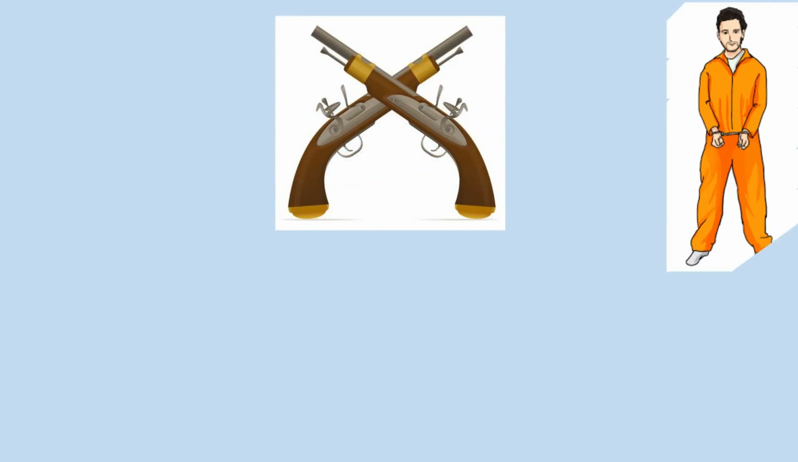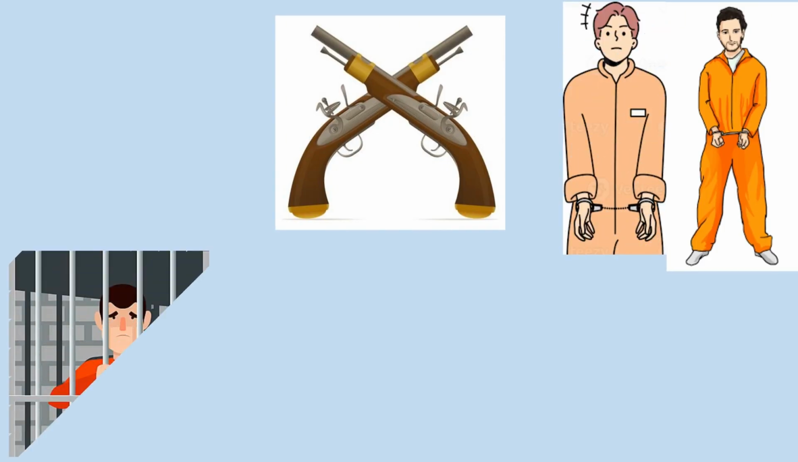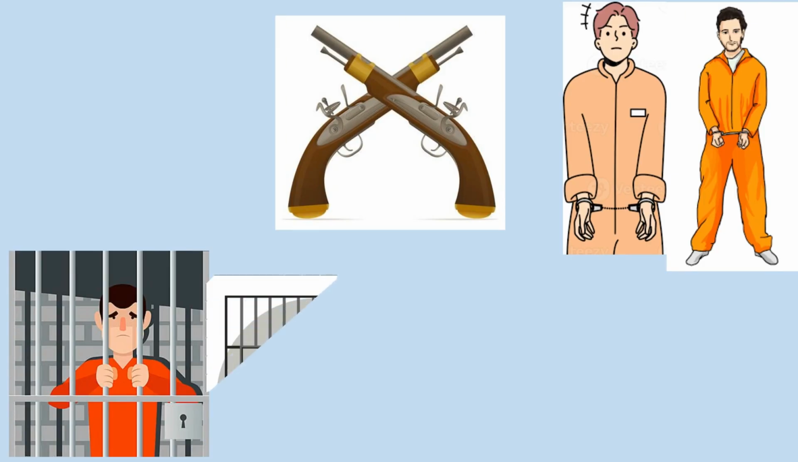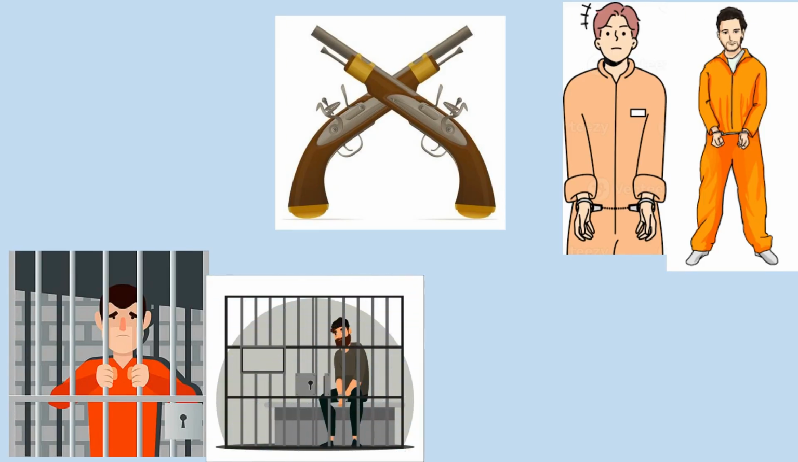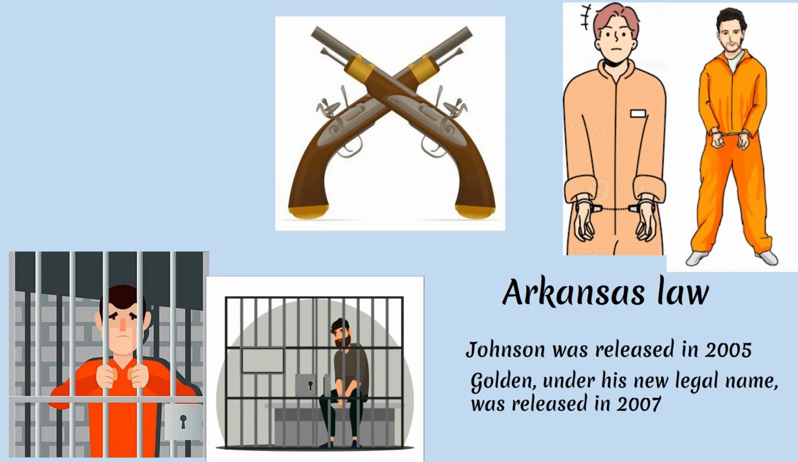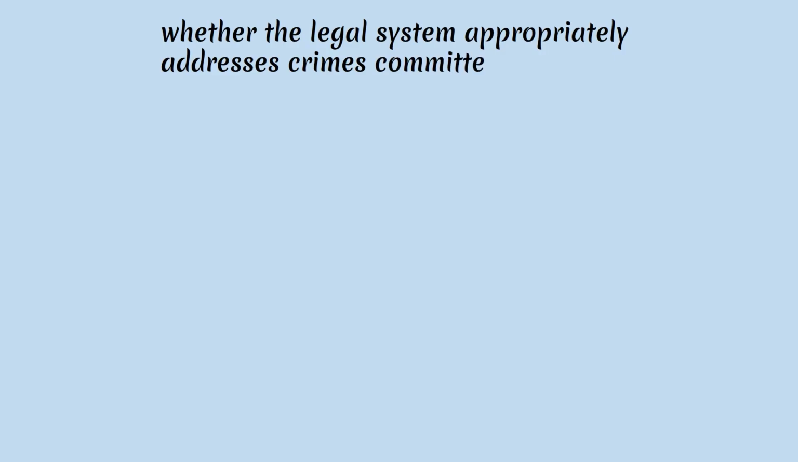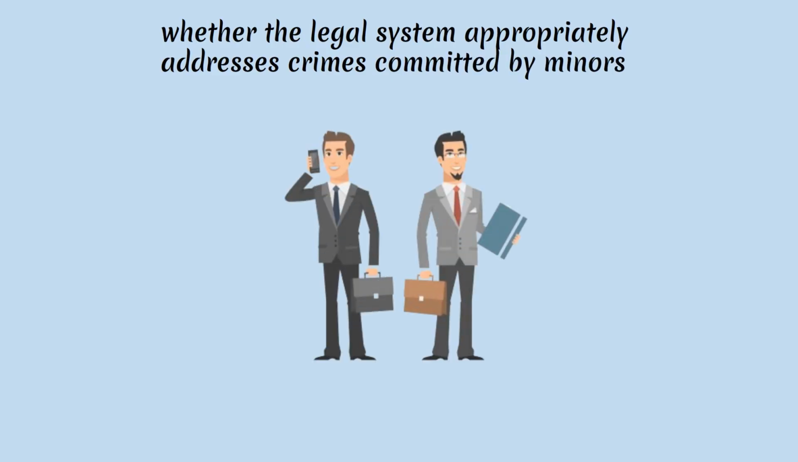The punishment for their actions was limited by their ages and the laws of the time. Johnson and Golden were tried as juveniles and sentenced to confinement until they turned 21, the maximum penalty allowed under Arkansas law. Johnson was released in 2005, and Golden, under his new legal name, was released in 2007. Their release reignited debates about juvenile justice and whether the legal system appropriately addresses crimes committed by minors. Both individuals have primarily lived out of the public eye since their release.